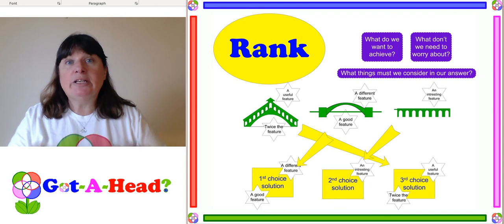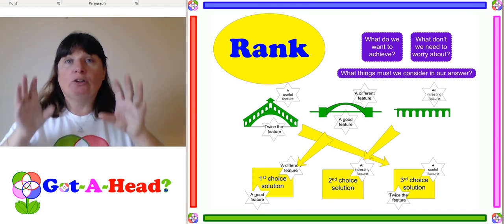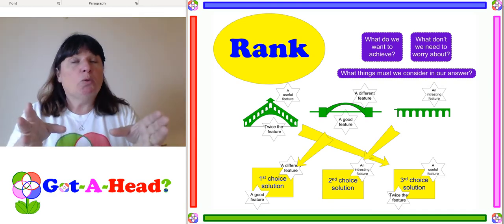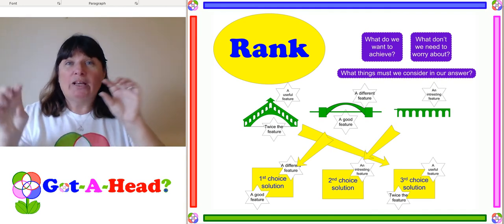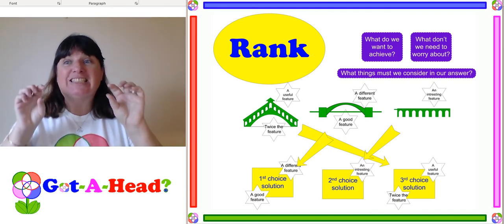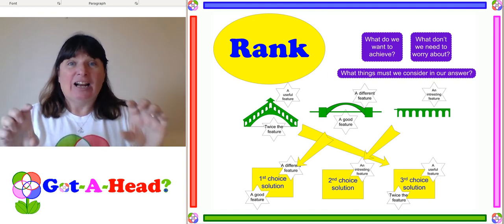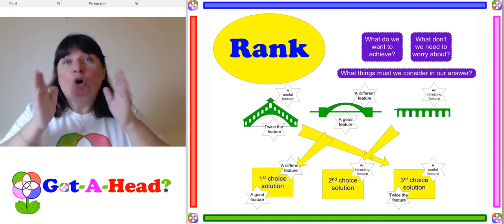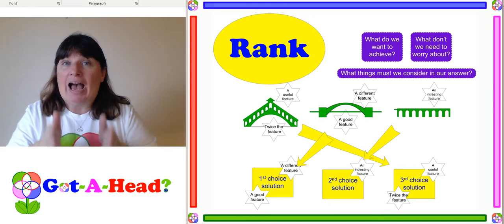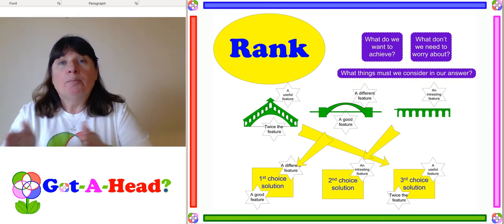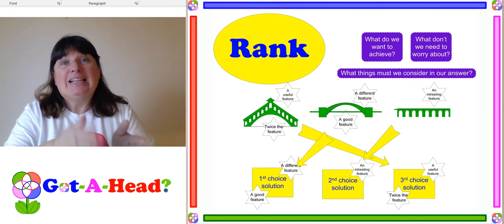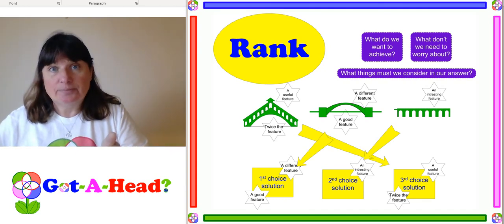And that's what you need to do when you're ranking. You need to look at your question. What do you want to achieve? What do you not need to worry about? And what are all the qualifiers, the things that you need to consider in your answer? And use that to help you decide which of all those solutions that you had at the end of Explore is the best one to take forward. Because the best plan is likely to give you the best answer.